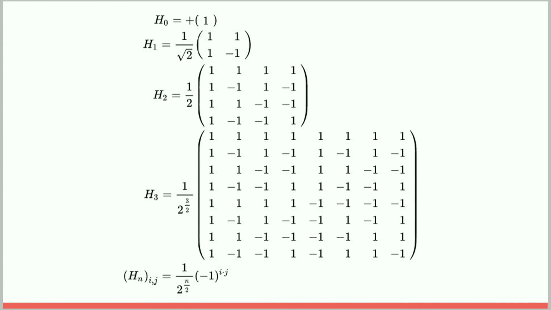These are how the different basis matrices for Hadamard transformation are calculated. H0 is nothing but plus 1. H1 is 1 by root 2 into 1, 1, 1, minus 1, where the last entry is sign inverted. Similarly for H2, you place H1 in the 4 different positions of the matrix and then invert the sign of the last H1 matrix. And H3 is calculated by placing H2 likewise. The general equation for calculating Hn of ij is 1 by 2 raised to n by 2 into minus 1 raised to i into j.